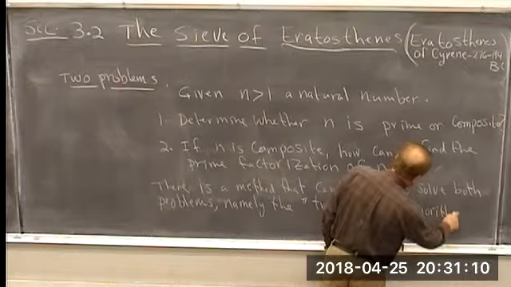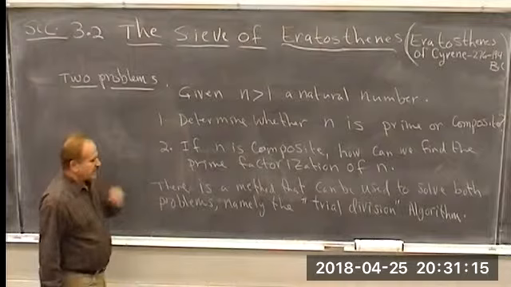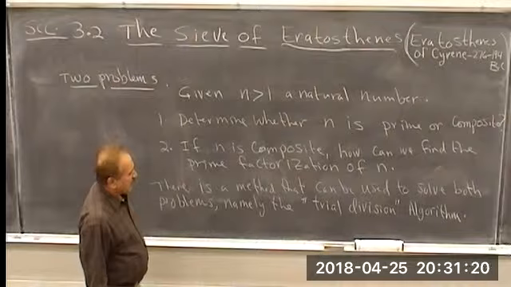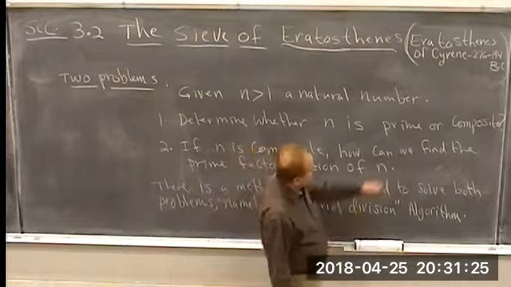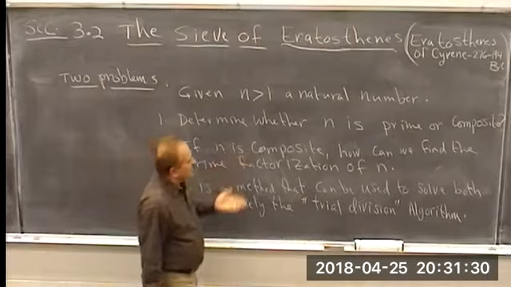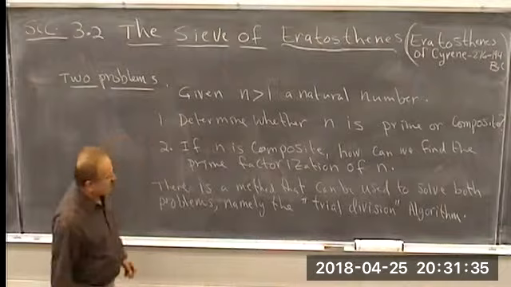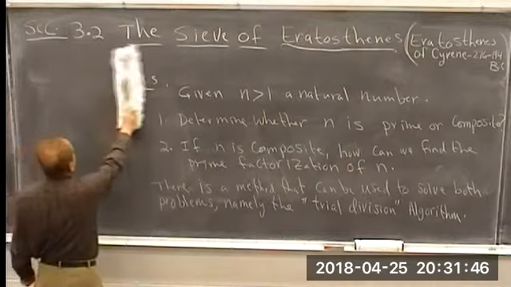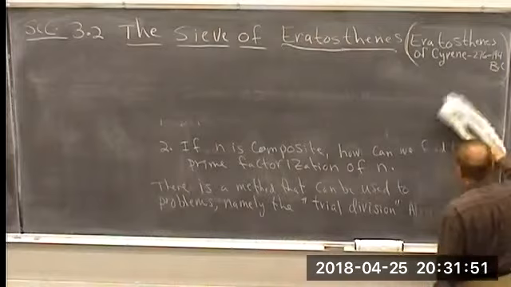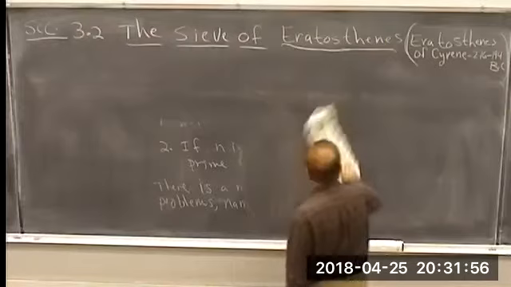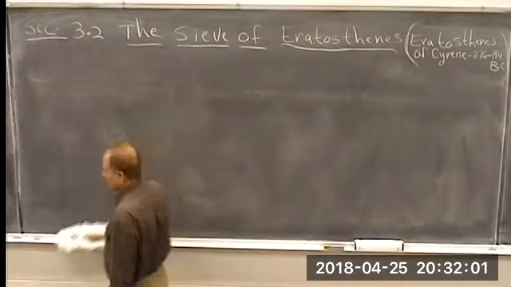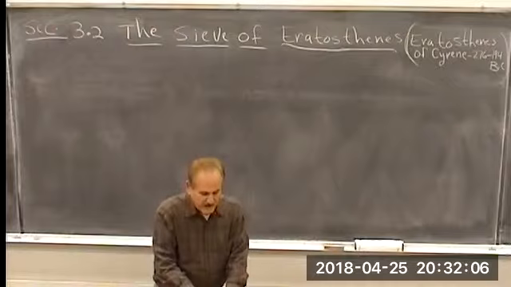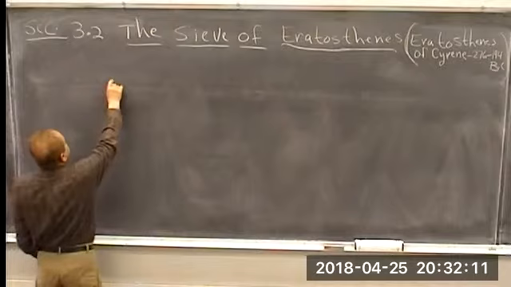It's an algorithm that takes as its input the natural number n, and the output is going to say that this natural number is a prime and stop, and if it's composite, then it should produce the prime factors of n. Let's see how this algorithm works in its most primitive form. Suppose you are given n, again bigger than 1.